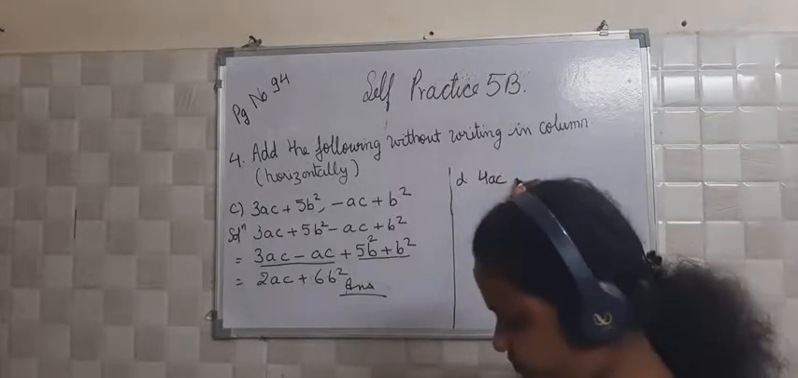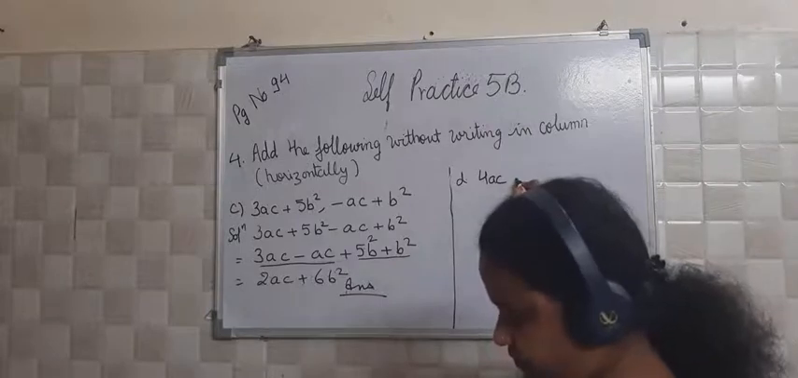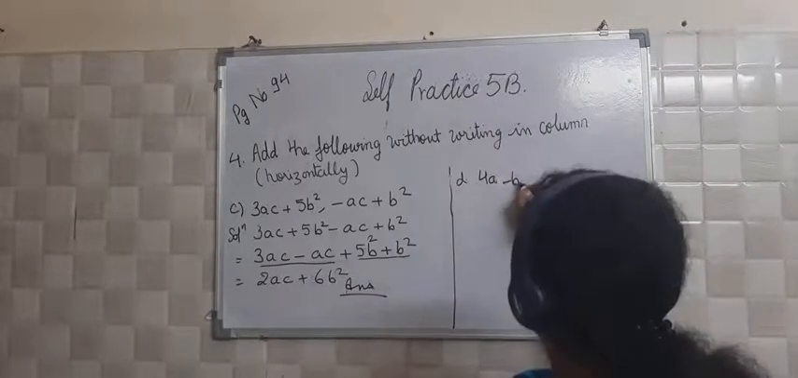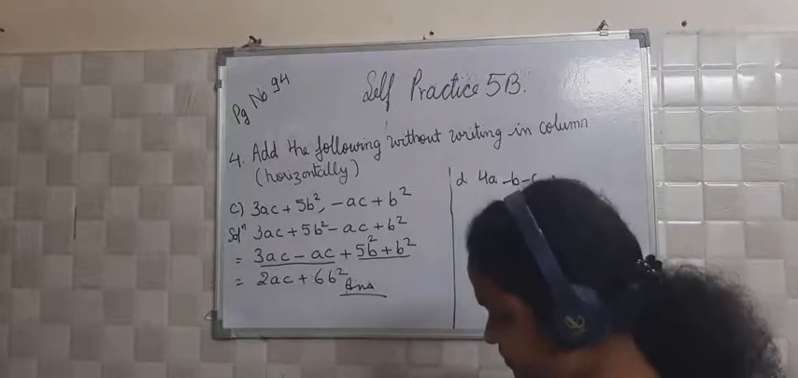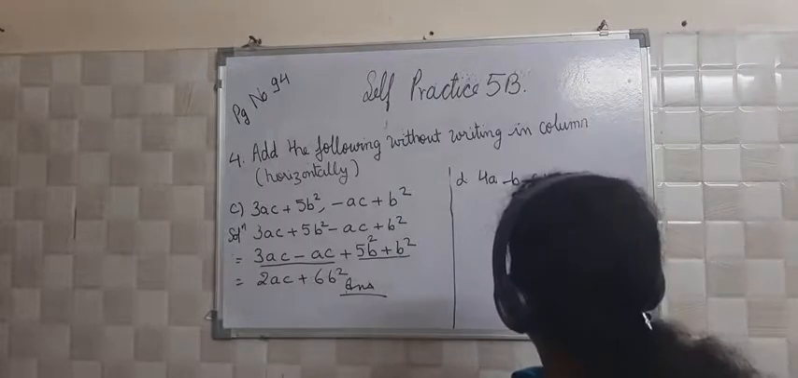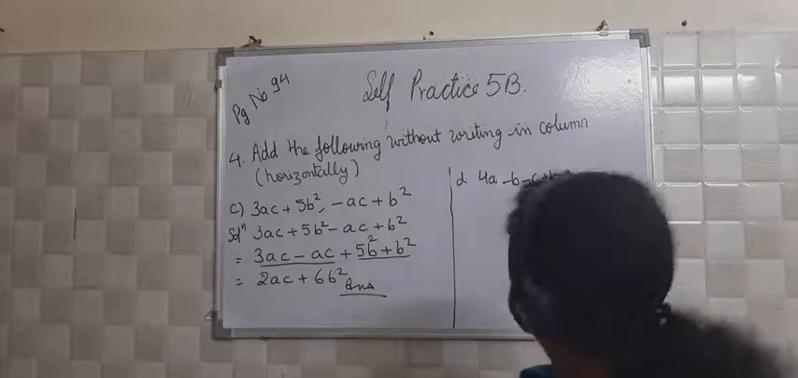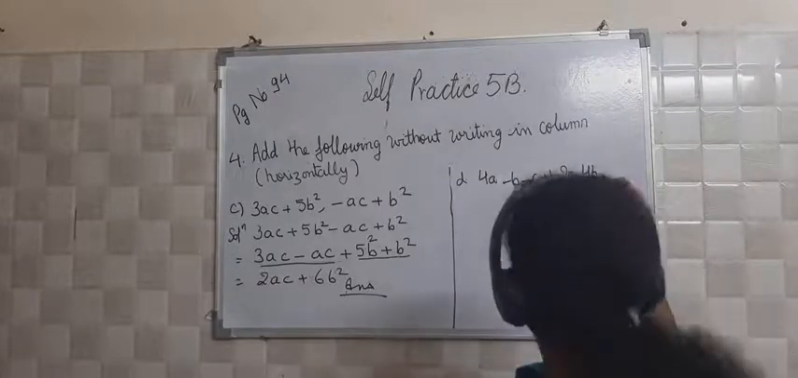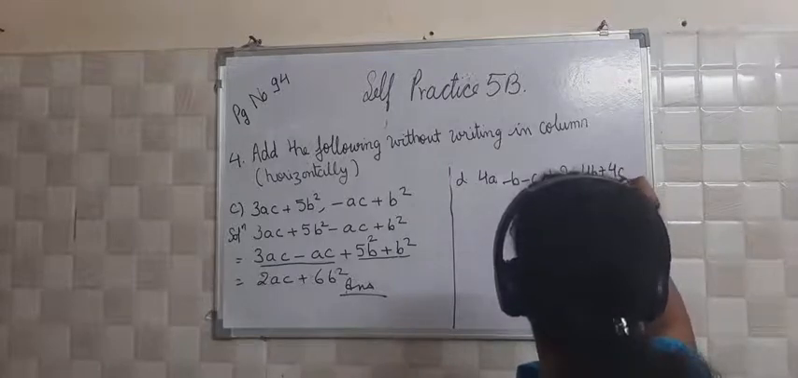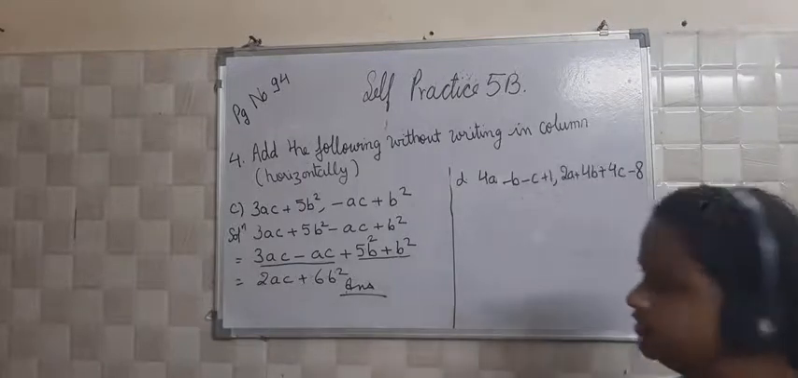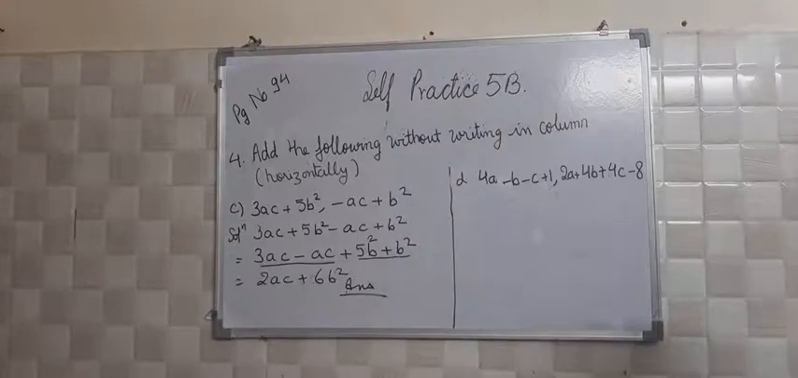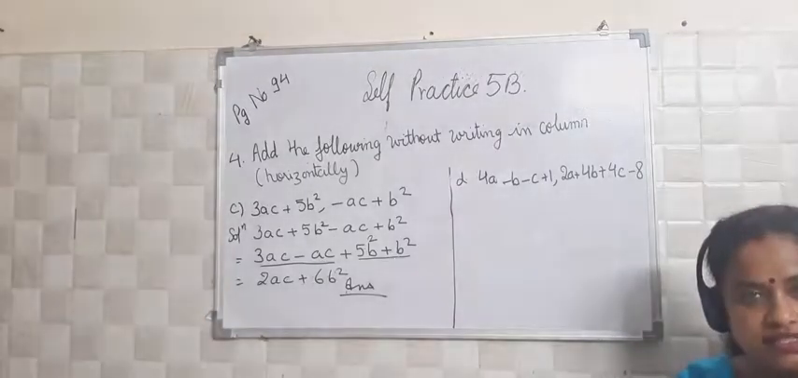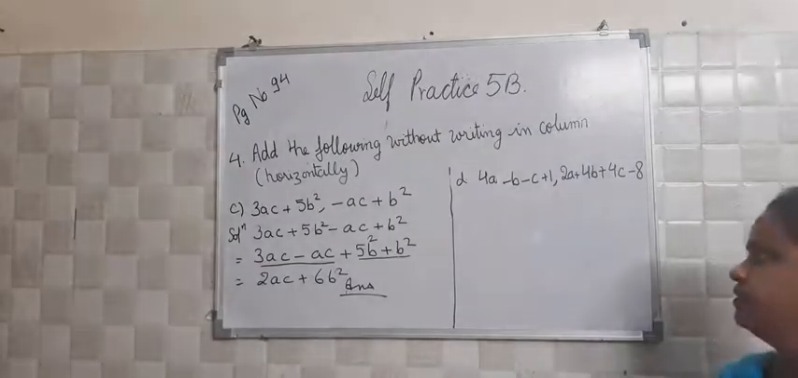4a minus b minus c plus 1, comma, 2a plus 4b plus 4c minus 8. Correct? So what will you do first? You will remove the commas. So first you will remove the comma.